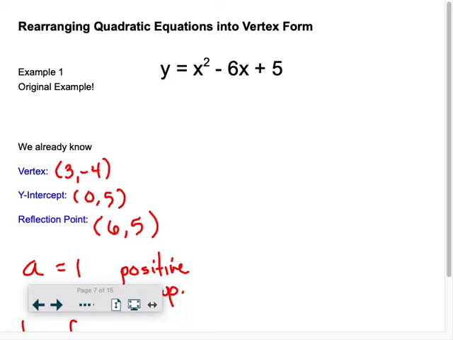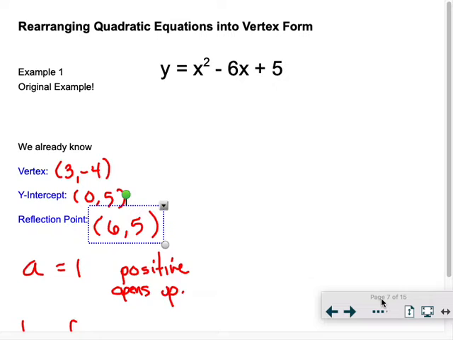So here's a function. What do we know about the function? This is the same one previously. We knew that the vertex was (3, -4). We also knew that the y-intercept was (0, 5). The reflection point was that point I pointed out that was horizontally the same distance away from the line of symmetry with respect to the y-intercept there, but there are an infinite number of reflection points. Every point on the curve has a reflection point with the exception of the vertex. It's the same point. So we also knew that a is positive, so that means it's going to open up.